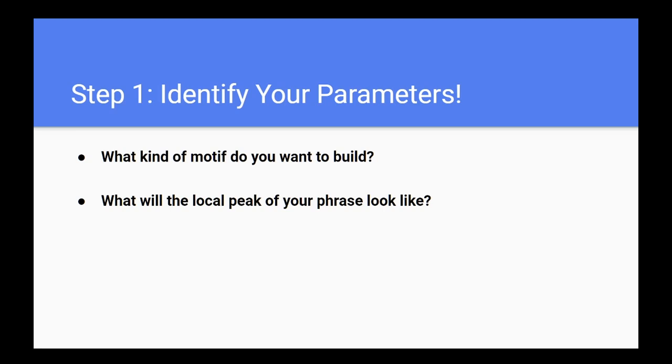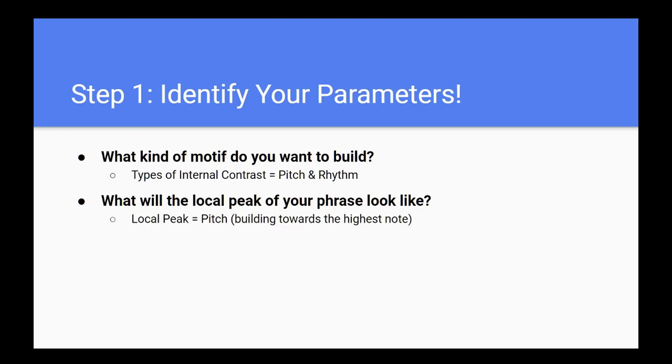From here on out, the very first step of every strategy we tackle will be to first identify what type of motif we want to build, and then what the local peak of our phrase will look like. Since we're tackling a harmony-first approach to writing melodies in this video, let's focus on manipulating pitch and rhythm in our motif. This type of motivic statement tends to work really well with a chords-first approach. We'll also use pitch as our peak parameter, so our focus will be on building towards the highest pitch in the entire phrase. With this in mind, let's take a look at what we're working with.